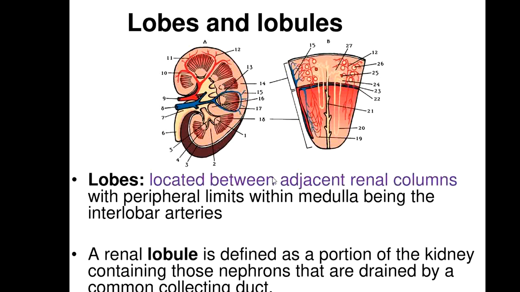It is located between adjacent renal columns, with peripheral limits within the medulla being the interlobular artery. In this definition they say that this interlobular artery limits the boundary of the renal lobe, not lobule, renal lobe.